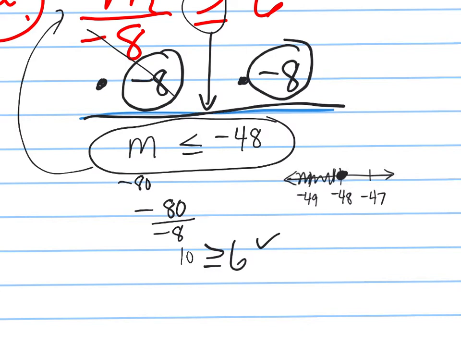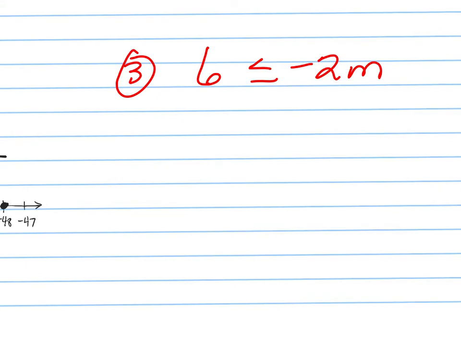Make sense? What's different about number 3 than the other ones? No, so I'm going to rewrite this as negative 2m. Notice how it's opened up to the negative 2m, right? I'm going to make this greater than or equal to 6. What are they doing to negative 2 and m? So what are we going to do?